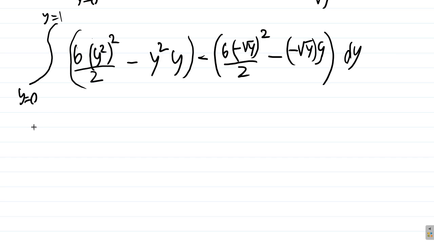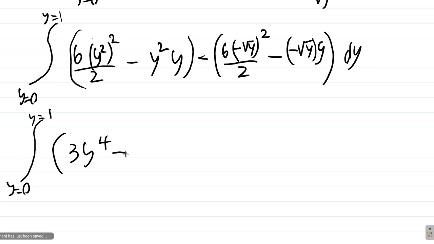Let's simplify before we integrate. So we write back the integral from y equals 0 to y equals 1 of, it's going to be what now? 3y to the 4th. That's 3y to the 4th minus y squared by y, which is y cubed. Okay, minus, this is 3 again.